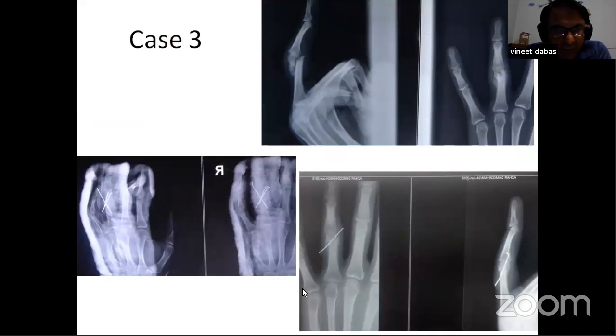Another case with a similar problem and a similar treatment which was given. I don't have long-term follow-up pictures of these patients, but they did well.